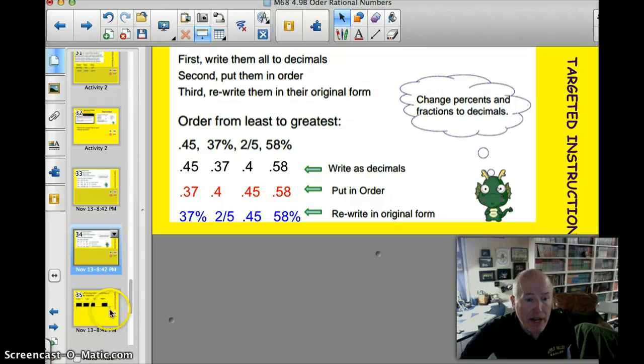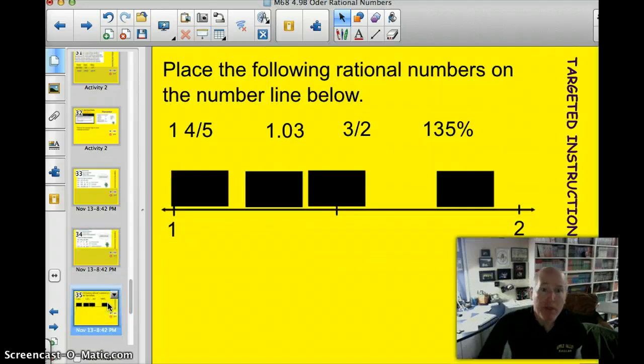All right, next. There are also some times where they'll ask you to place rational numbers on a number line to see if you can order them. I'd like you to just pause the video and try to place these on the number line. The first thing I would do is switch them all to decimals and go from there. Go ahead.